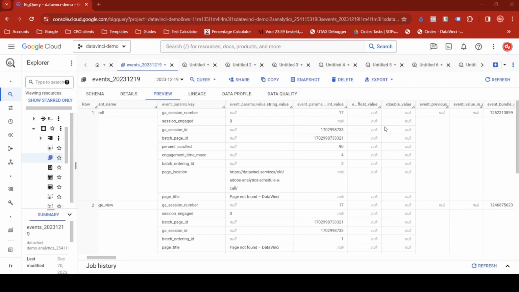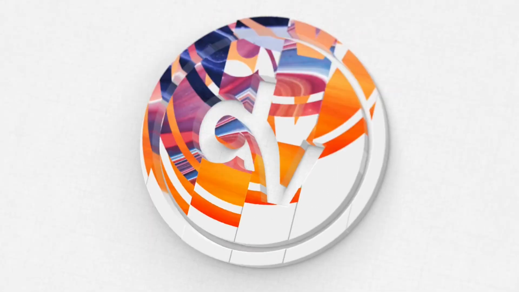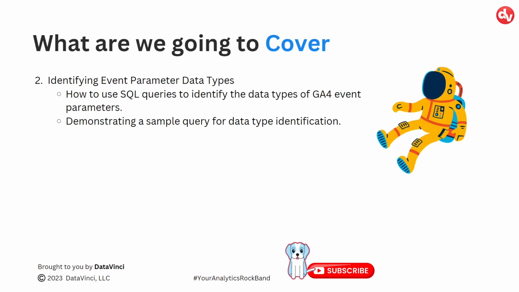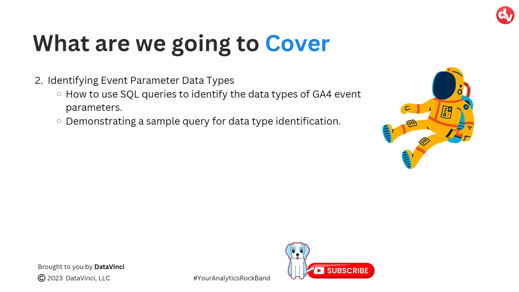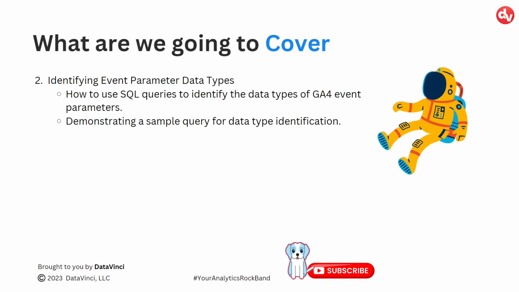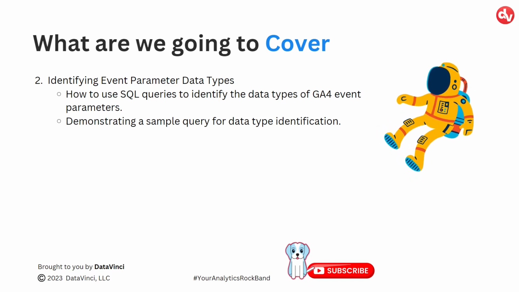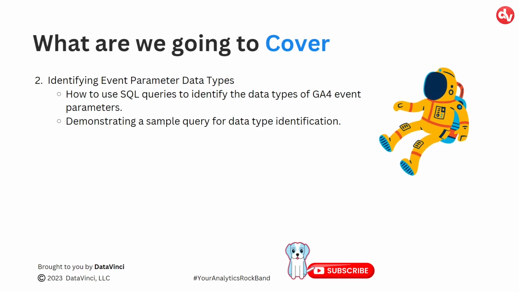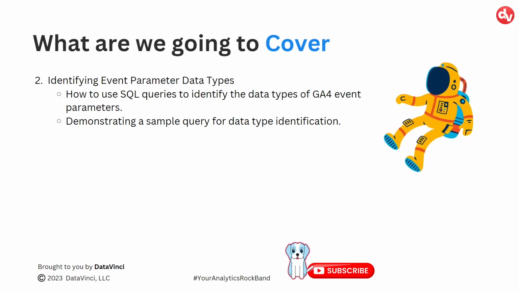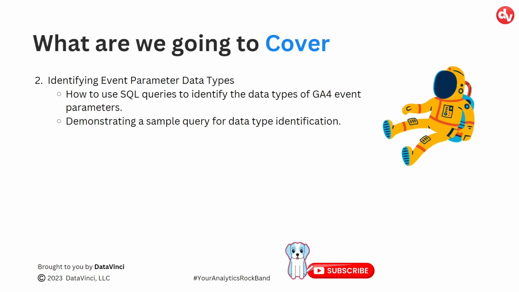And now let's move on to our second chapter. For our second chapter, we'll be focusing on how to identify data types of event parameters. I am going to walk you through the process using a simple SQL query which we have already set up in our BigQuery console. So let's switch to our BigQuery interface and dive right into the details.